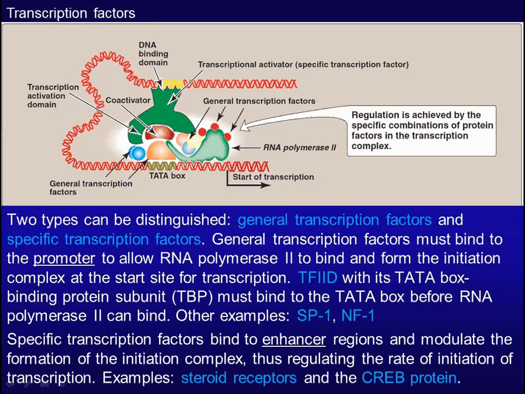Two types of transcription factors can be distinguished: general transcription factors and specific transcription factors. General transcription factors must bind to the promoter to allow RNA polymerase II to bind and form the initiation complex at the start site of transcription. TFIID, SP1, and NF1 are general transcription factors. Specific transcription factors bind to enhancer regions and modulate formation of the initiation complex, thus regulating the rate of initiation of transcription. Steroid receptors and CREB protein are specific transcription factors.